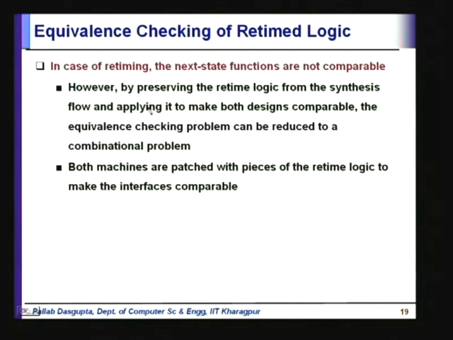What is done, briefly, is that you preserve the retime logic from the synthesis flow and apply it to make both designs compatible. So, you take the original circuit, you take the retimed circuit. What has the retimed circuit done? It has moved some of the combinational logic across the flops to the other side, right. Now, the combinational logics are not identical anymore. So, you take the logic that was moved out from this side, and put it also on the other original circuit, and then do the equivalence checking, all right. So, you change the modified circuit a little bit, you patch the original circuit a little bit, and then check the equivalence between the two.